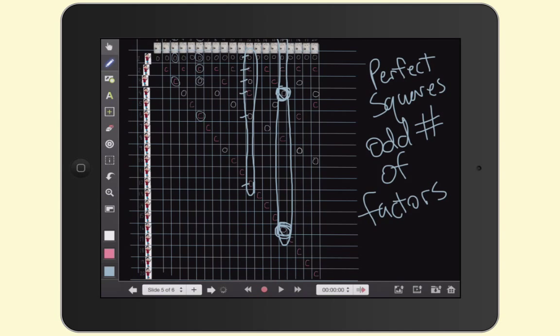Alright, so there's, as best I could, a quick little video about the locker problem and the elements of the locker problem.